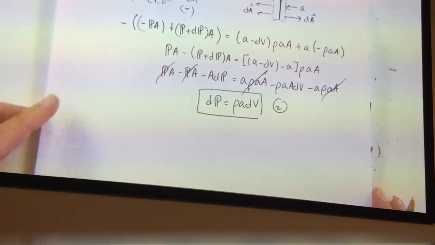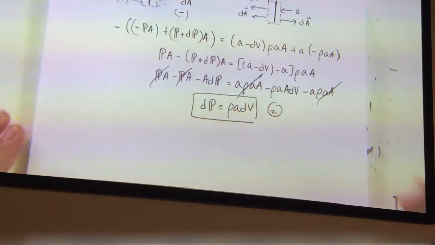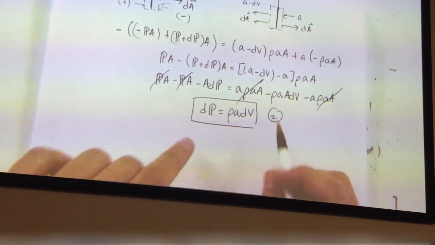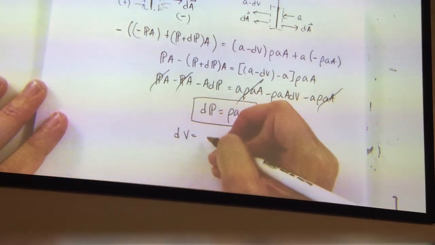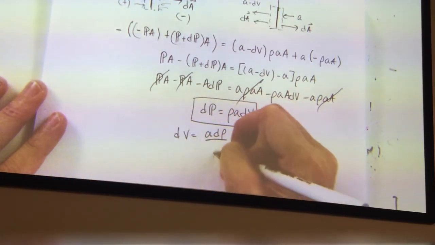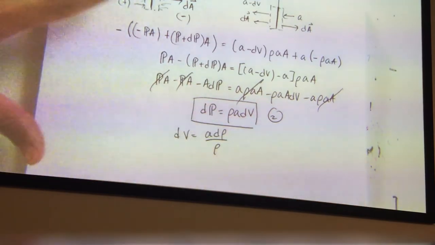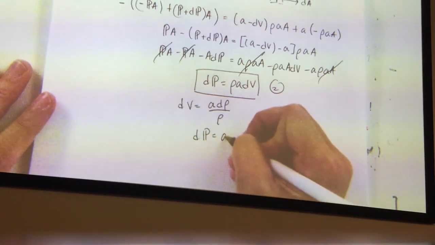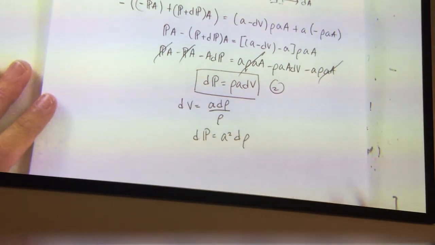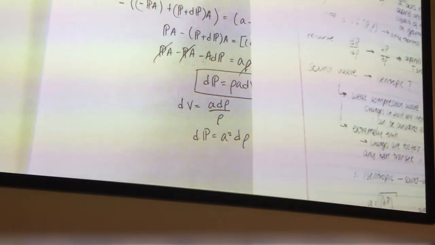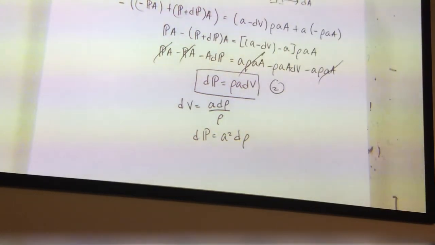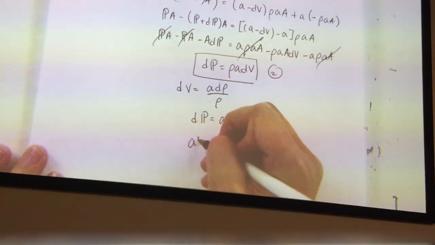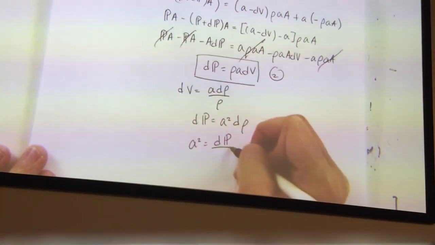Now, from continuity, we have that equation in there. Now we can solve equation 1 for dV, and we plug that into 2, so dV equals a over rho. We plug this back into 2. And if we solve that, we get that dP equals a squared times d rho. So this is the equation we have so far. Now remember, what we're looking for is what a is. And that is the speed of sound. So a squared equals dP over d rho.